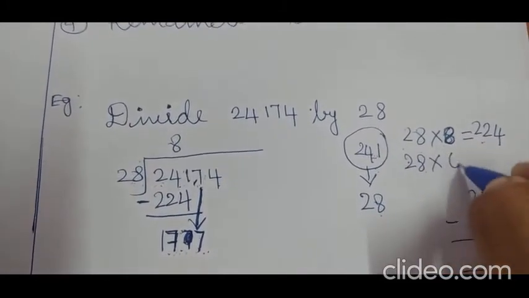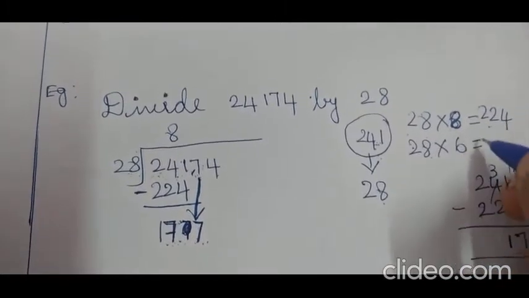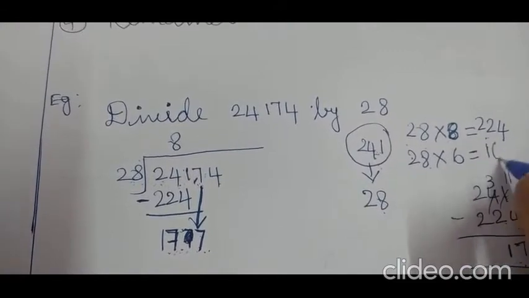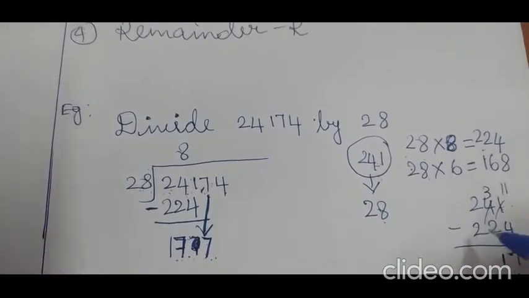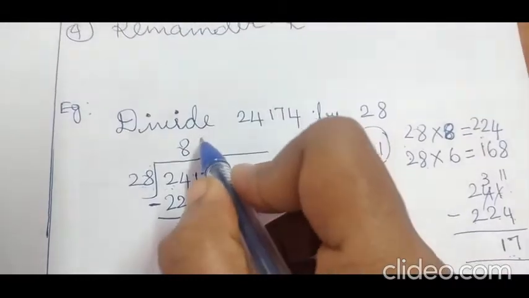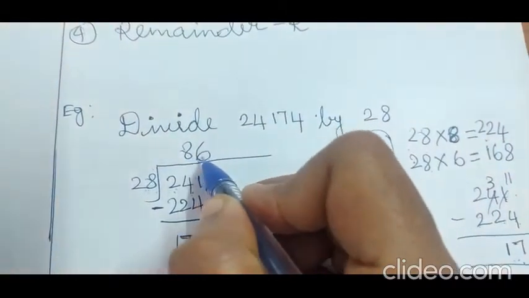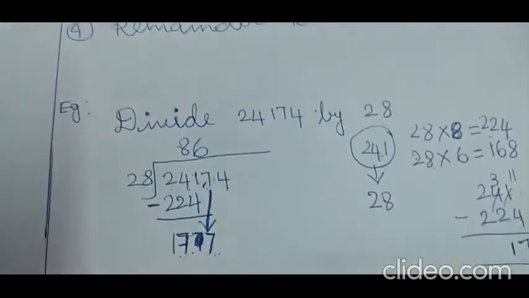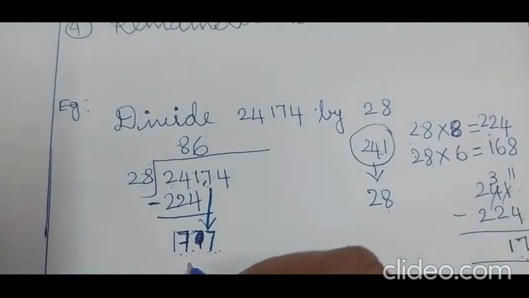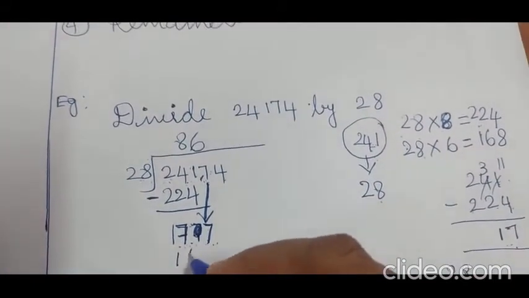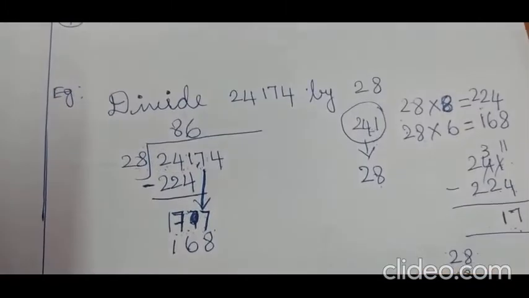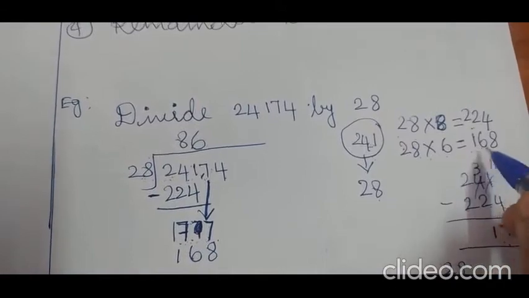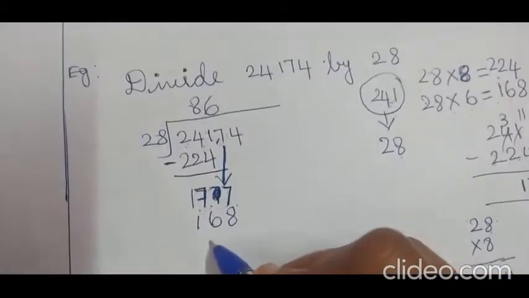28 into 6, how much will come? If you multiply 28 into 6, it will come 168. So put here 6. We are using the 6th table. The table which we are using, we will write it on the top. So 28 into 6, how much? 168. Got it? 28 into 6, 168. This we have written.